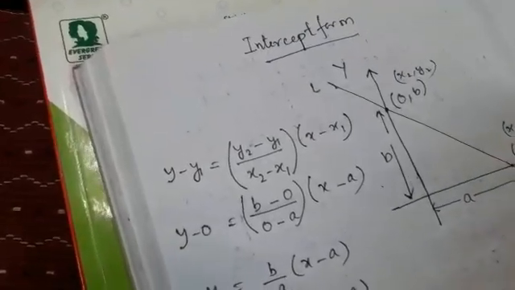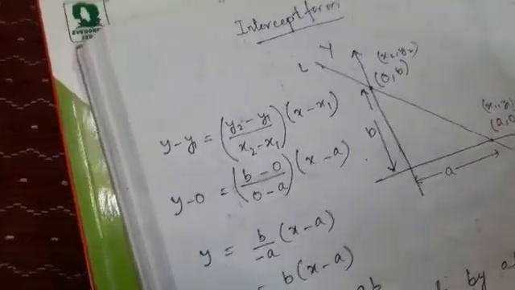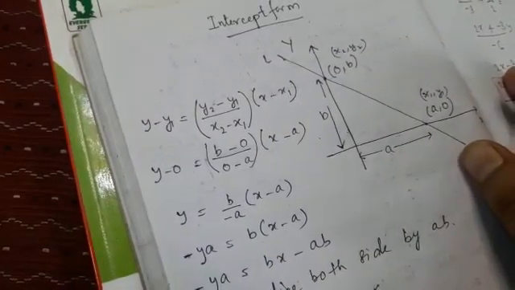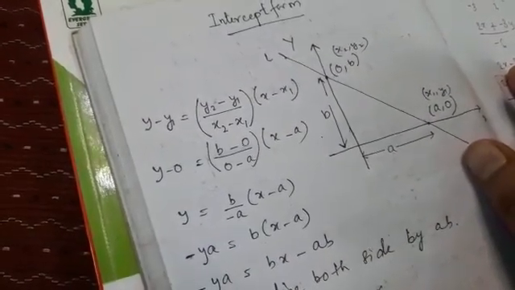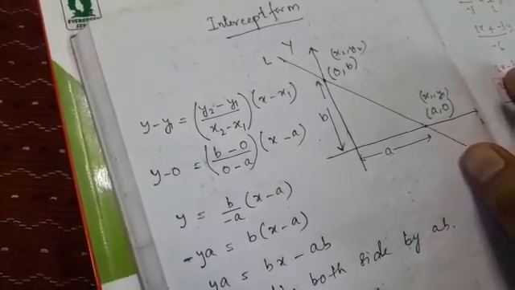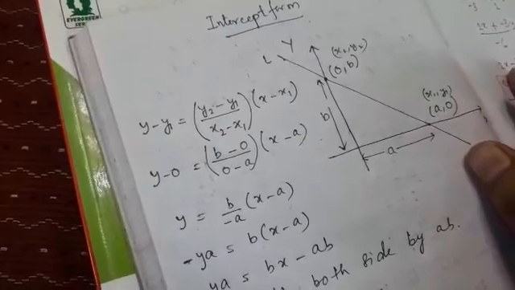So today's concept is intercept form. Now see the derivation of intercept form. If you understand the derivation, you will be able to solve the numericals also, and you will be able to understand how the formula came.